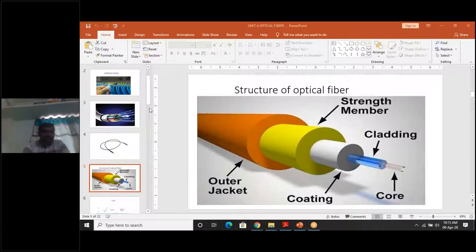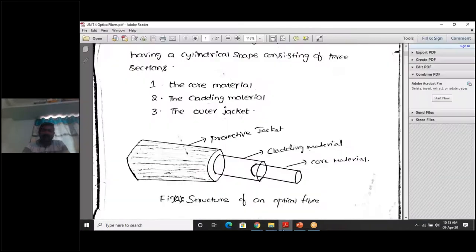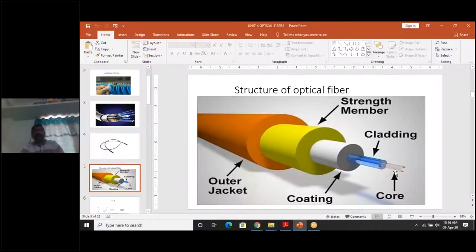Very good. I'm explaining the structure of optical fiber. Basically, it consists of three important parts. What are the three important parts? Core, cladding, protective jacket. These are the three important parts of an optical fiber. If you clearly see here, this is the core, this is the cladding, and this is the outer jacket, and these are the two additional parts.